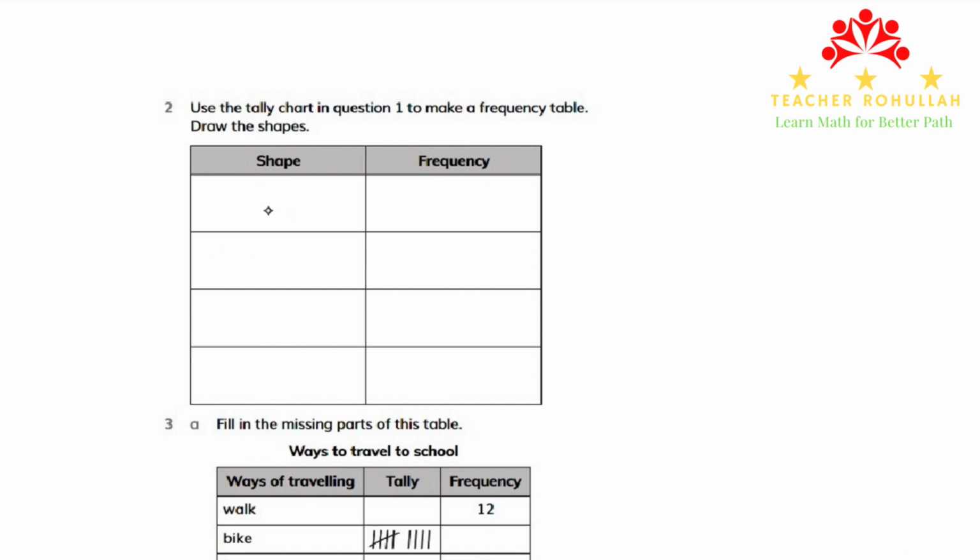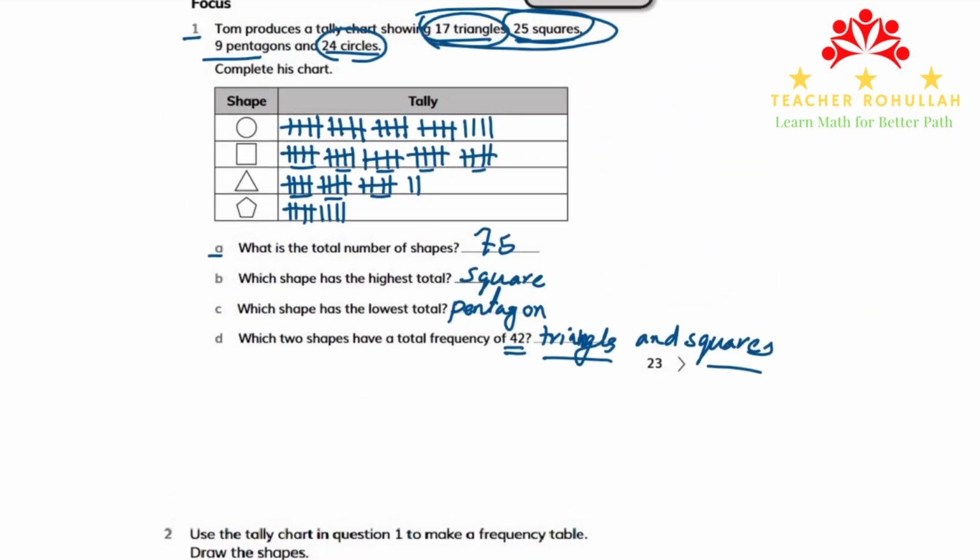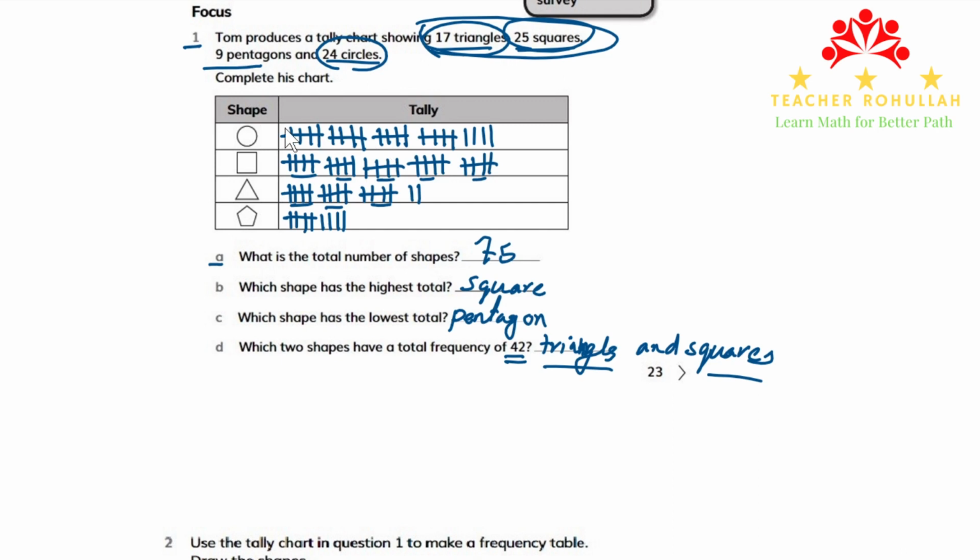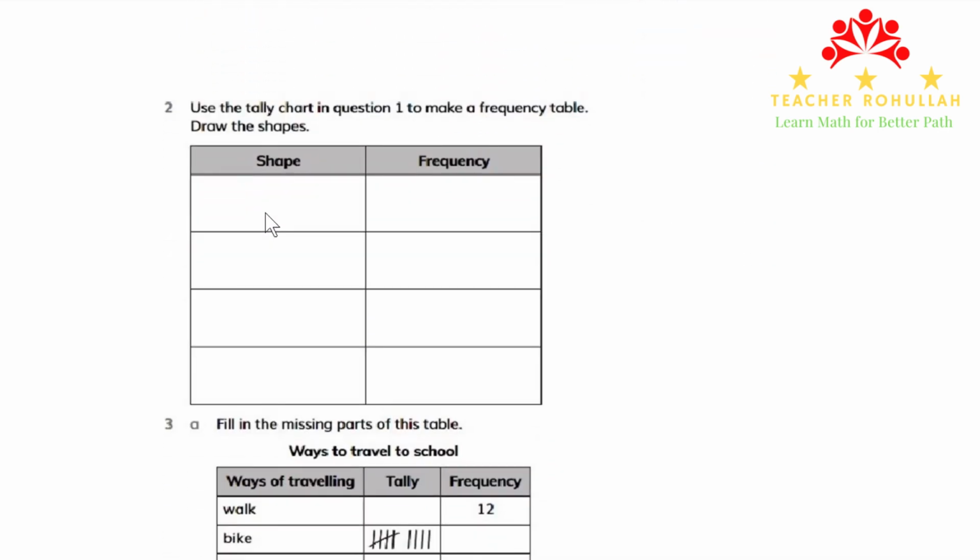So the first shape was circle. Let me check if it is circle or not. The first shape is circle. The second is square. The third one is triangle. And the fourth one is pentagon. So I will draw circle here, then square, then triangle, and then pentagon. This is the pentagon.